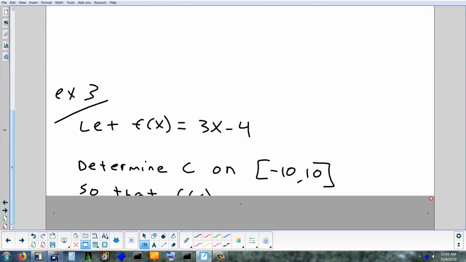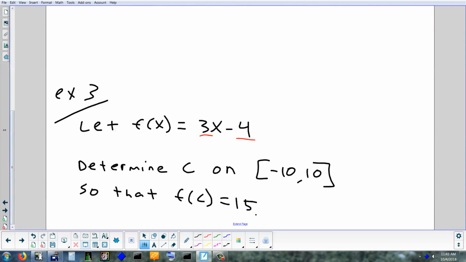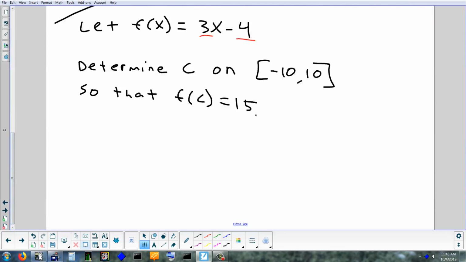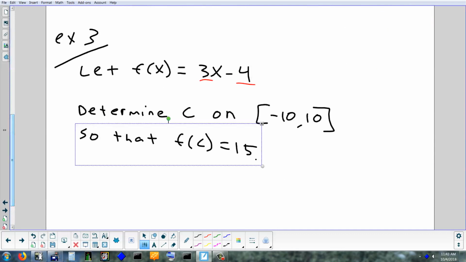Right, so let's look at an example. I have a linear function, and I'm going to look at this function on the interval from -10 to 10. Specifically, I've got a slope of 3 and a y-intercept of -4. I want to know if at some point in that interval I will hit a y value of 15. And if I do, tell me where.